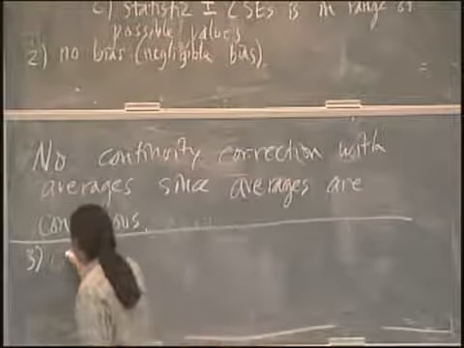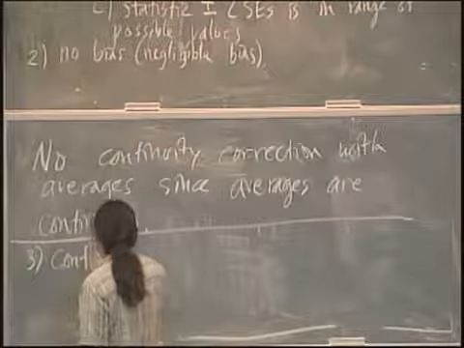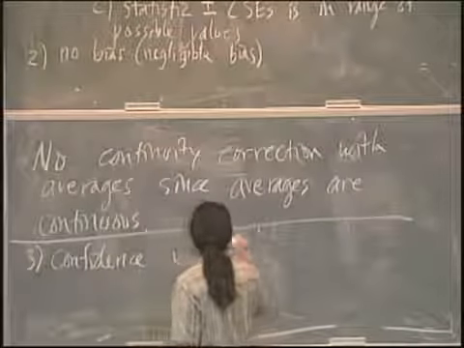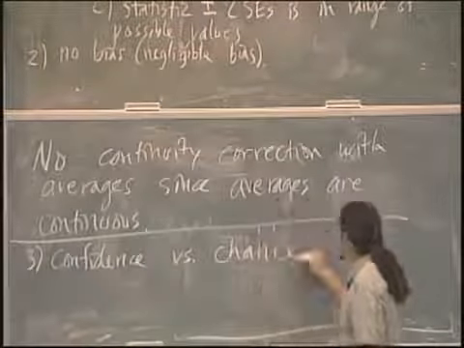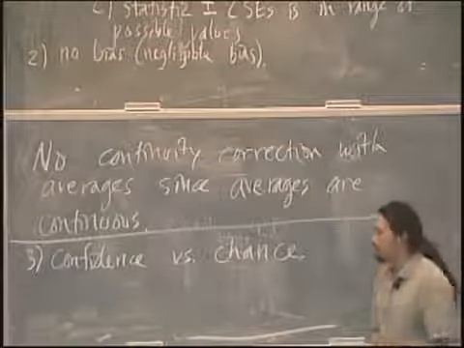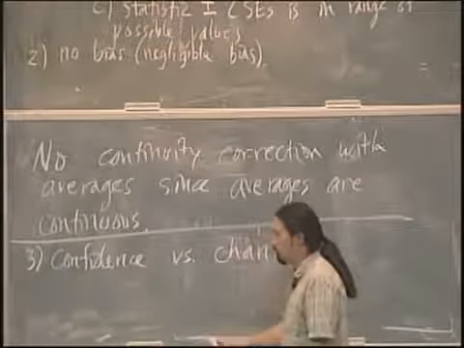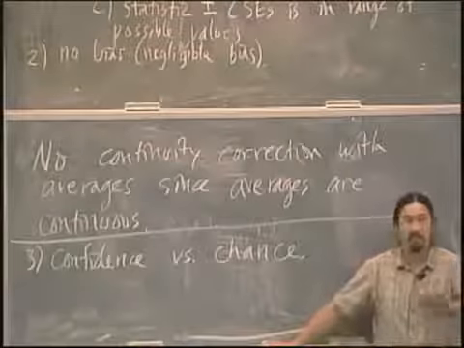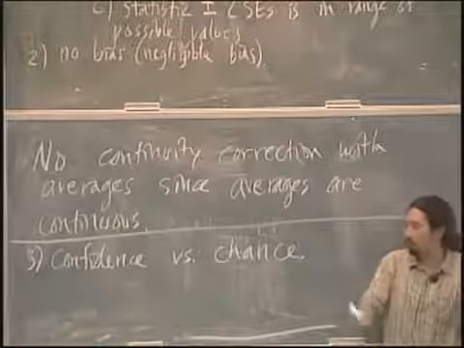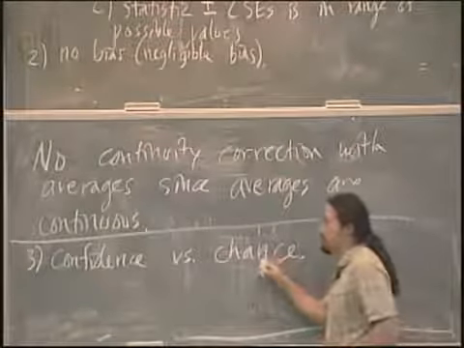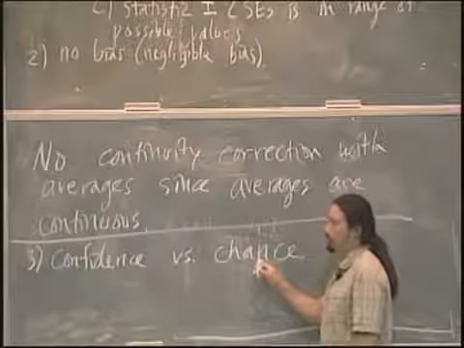Okay, so this is confidence versus chance. I'll just abbreviate it. Again, make confidence statements about parameters, like I'm 95% confident that the parameter is in this confidence interval. Don't use chance. Chance is appropriate for sample values.